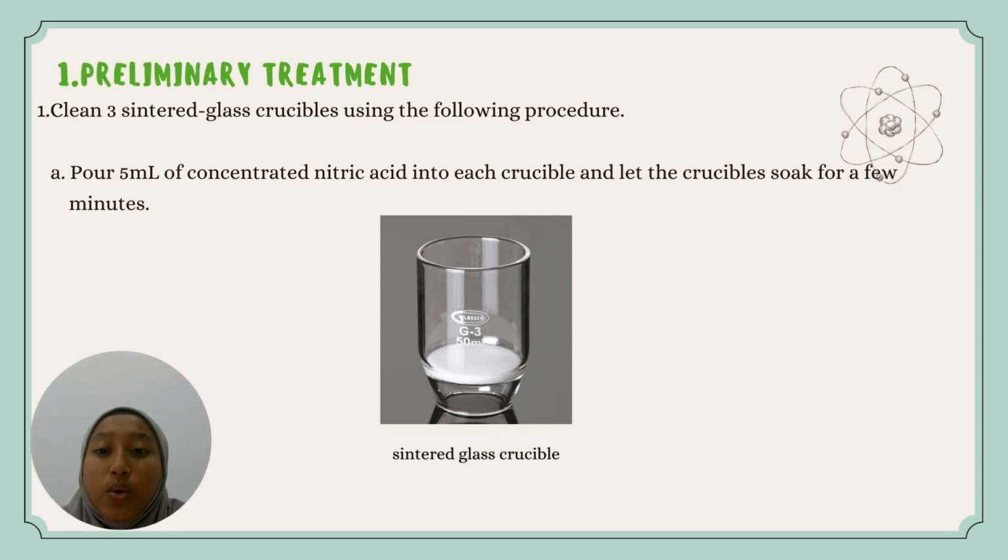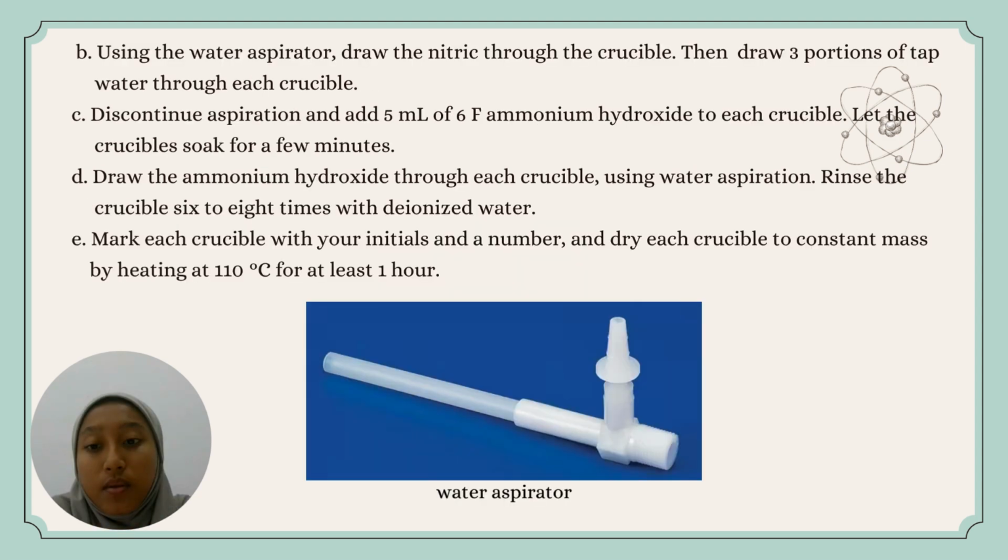So the first step we will go is the preliminary treatment, where we clean the 3 sintered glass crucibles using the following procedure. First we pour 5 ml of concentrated nitric acid into each crucible and let the crucible soak for a few minutes. Alright, so next, by using the water aspirator, which is shown in the slide, we draw the nitric acid through the crucible and then draw 3 portions of water through each crucible.